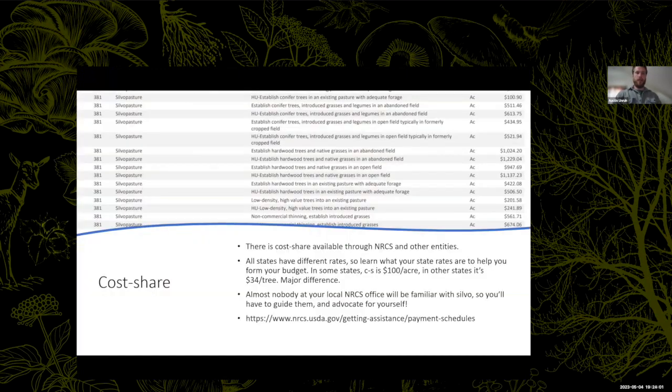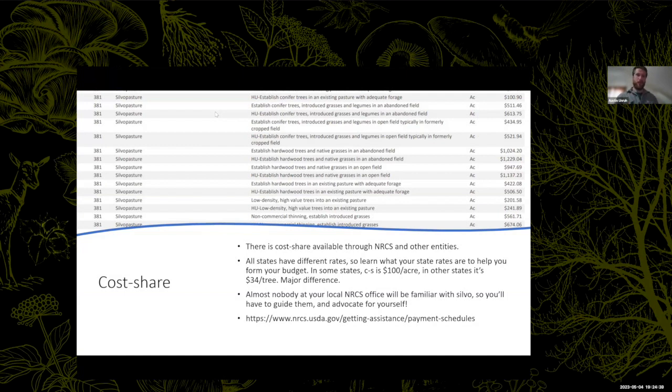Okay, cost share. So thankfully, we don't have to pay all of the cost of getting silvopasture established out of pocket. There's a lot of figures on this page right here. I want you to focus on the stuff at the bottom primarily. So there is cost share for silvopasture through NRCS in most states. Not all states, unfortunately. Pennsylvania is one of the states that does not support silvopasture through NRCS yet.